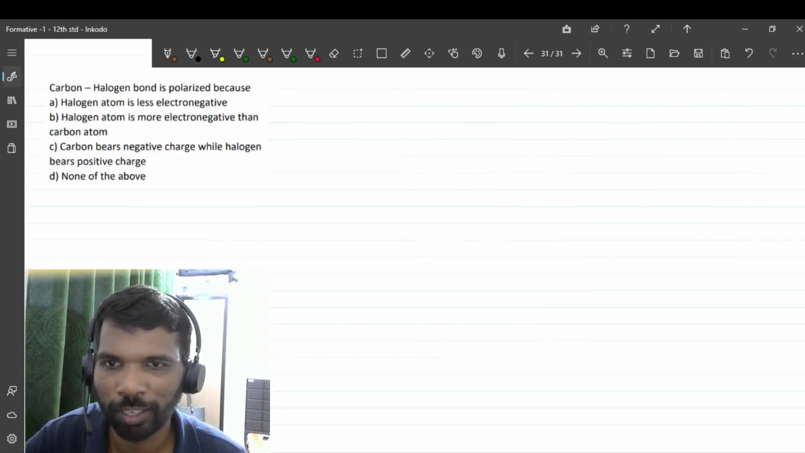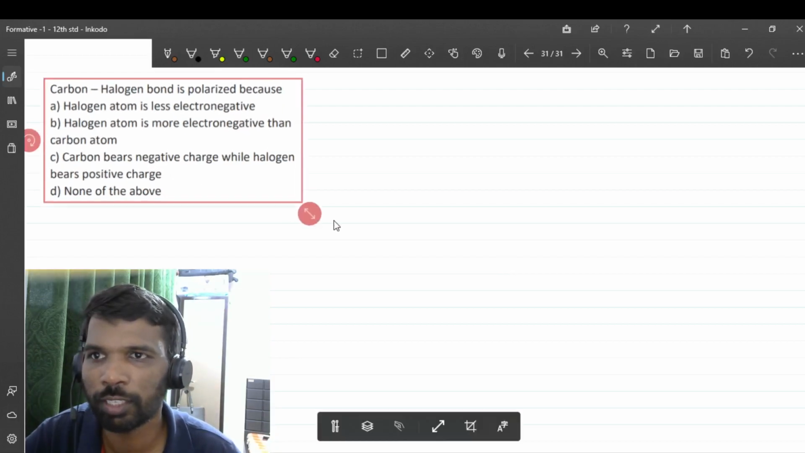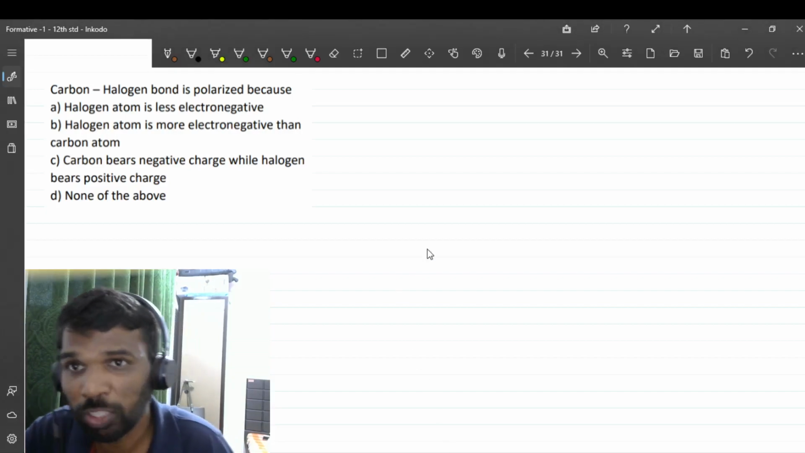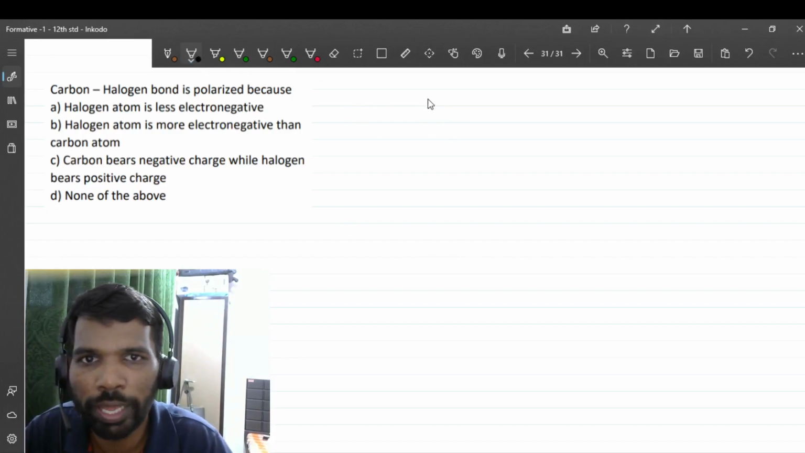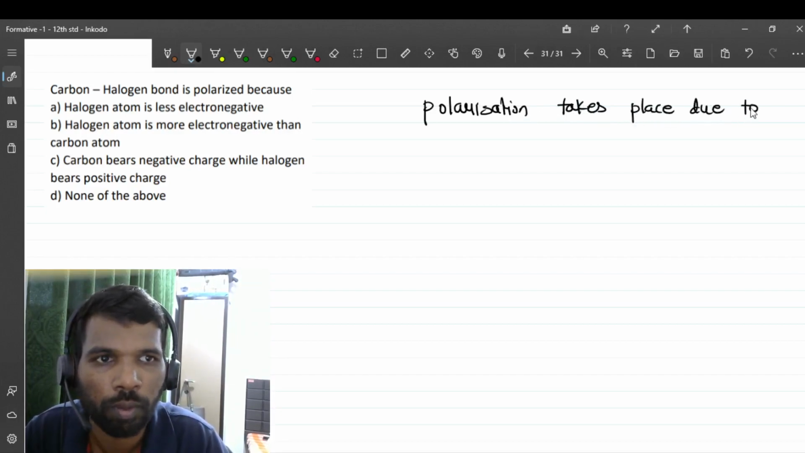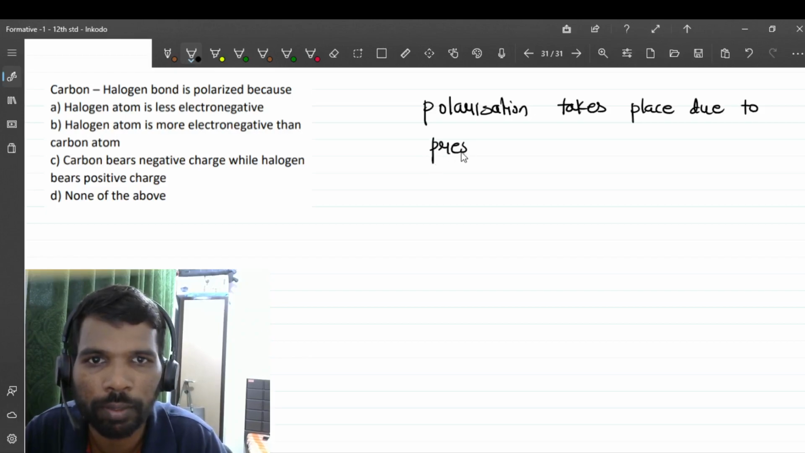Okay, next question. Let's take this question. The question asks: the carbon-carbon bond is polarized because of which option? What is the meaning of polarity? Polarization takes place due to the presence of an electronegative element.